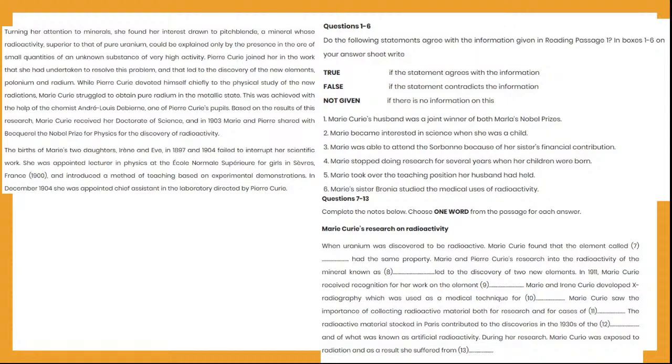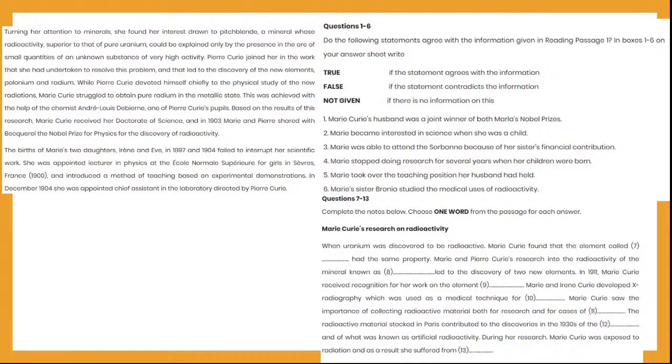her scientific work. She was appointed lecturer in physics at the École Normale Supérieure for Girls in Sèvres, France, and introduced a method of teaching based on experimental demonstrations. Now they're talking about her daughters. They mentioned that even though her daughters were born, they failed to interrupt her scientific work. That means Marie Curie kept on doing her job. She was busy, even though she had two babies, two girls.